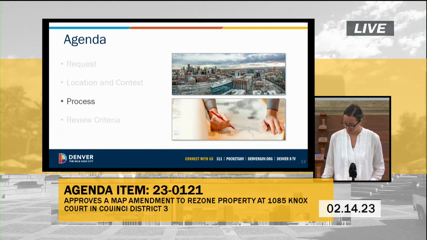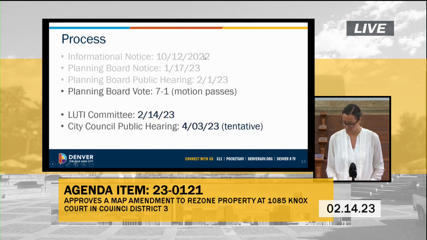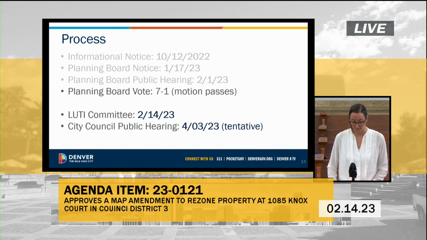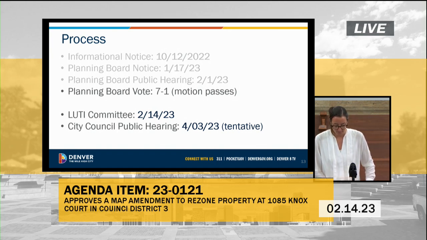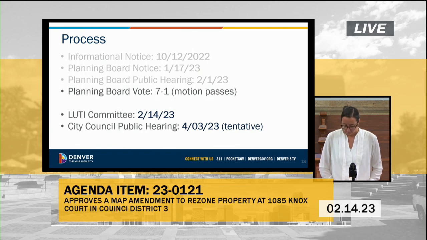Now that we understand the context and location, let's take a quick look at the process. Informational notice of the application was sent on October 12, 2022. Planning Board voted 7-1 to recommend approval on the February 1st public hearing. City Council public hearing is tentatively set for March 28, 2023.